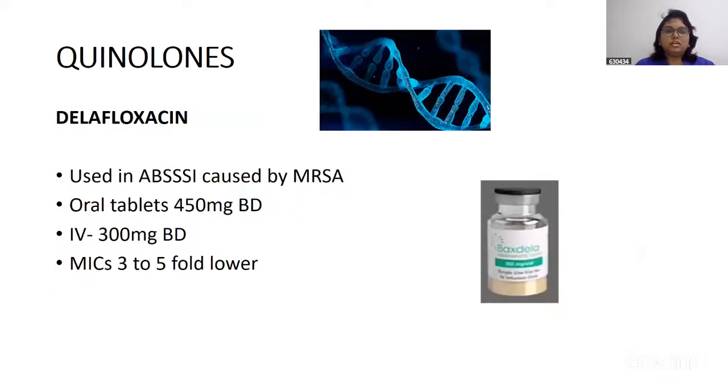And next one is quinolones, nucleic acid synthesis inhibitors. Quinolones bind to DNA gyrase and topoisomerase 4 and inhibit DNA synthesis. The newer quinolone, delafloxacin, has been introduced and used in acute bacterial skin and skin structure infections caused by MRSA. Both oral and IV forms are available. And its MICs are 3 to 5 fold lower than those of other quinolones.